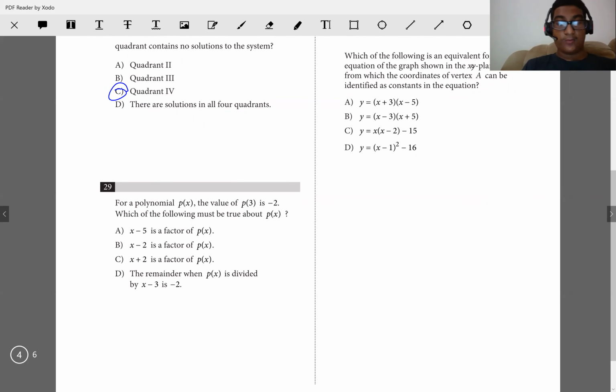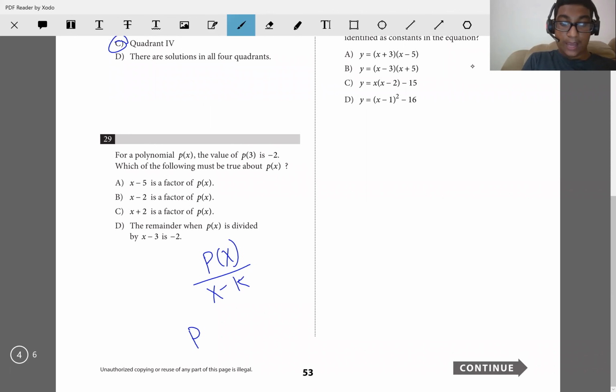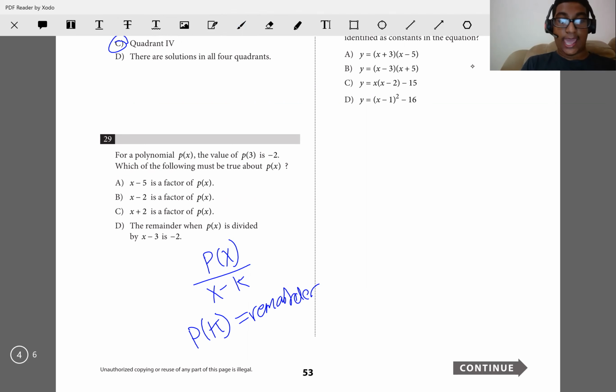Basically, the remainder theorem states that if you have a polynomial p, let's say p of x, and you divide it by x minus k, then p of k is equal to the remainder of this equation. And that's basically what's going on here. So if you divide it by x minus k, and if we say k is 3, x minus 3, and the remainder is -2, that works, that p of 3 is equal to -2. So that's how you know D is the right answer.